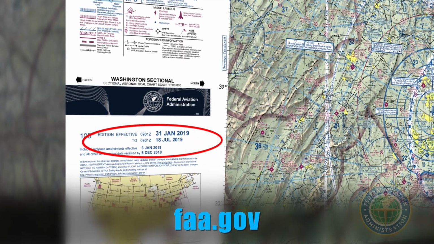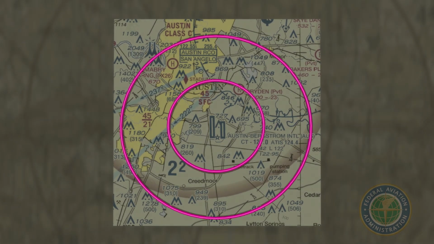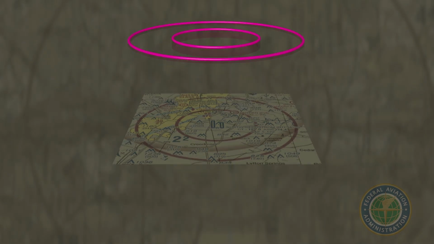As you look at the charts, remember that while the chart is two-dimensional, it's representing three-dimensional airspace. Regardless of where you fly, the FAA regulates airspace from the ground up. This means if you're flying outdoors, no matter how low or how far away you are from a city or an airport, you must understand and comply with airspace requirements.